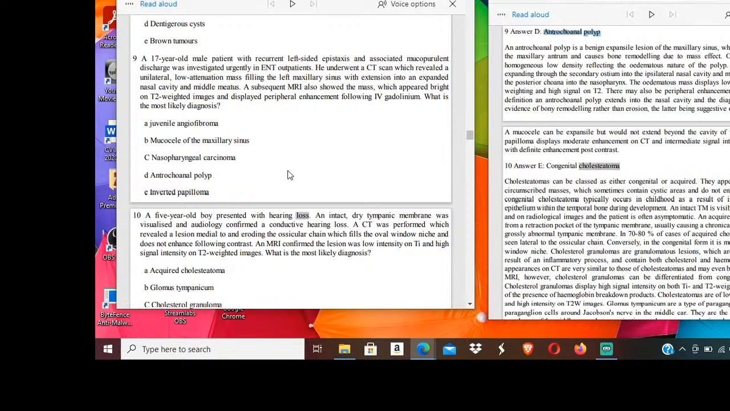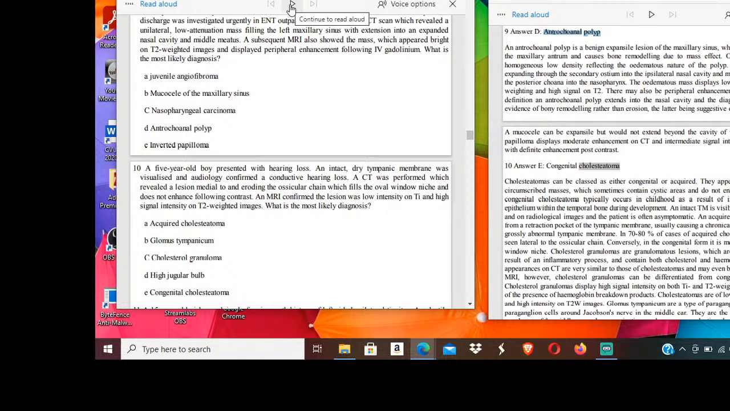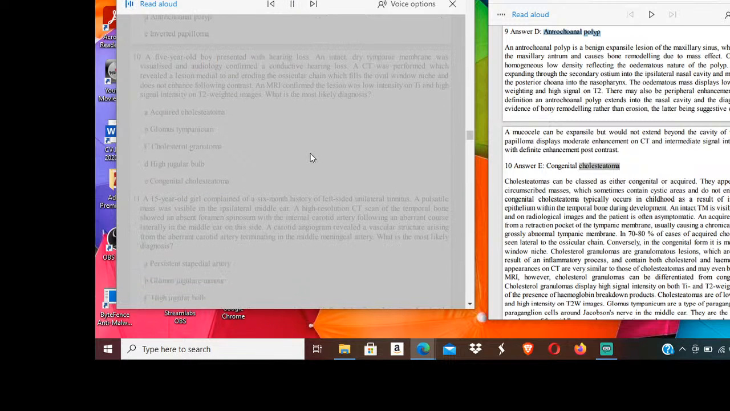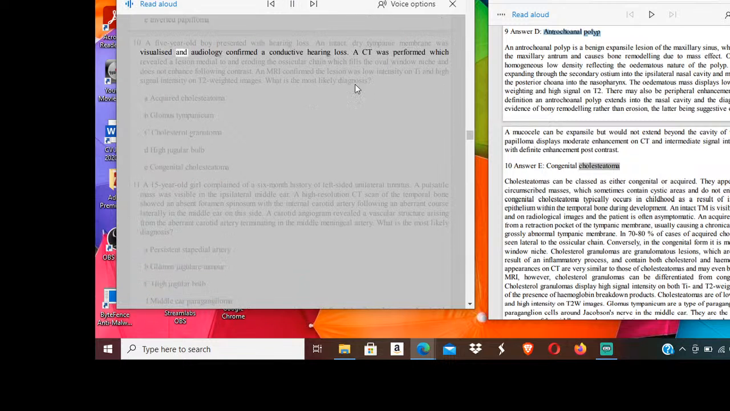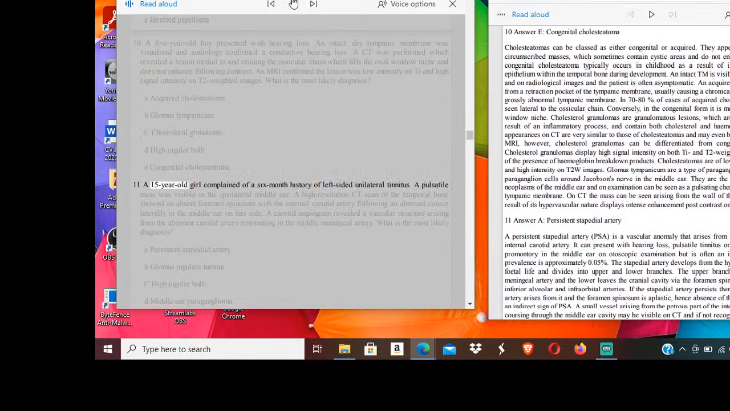Congenital cholesteatoma. Loss. An intact, dry tympanic membrane was visualized and audiology confirmed a conductive hearing loss. A CT was performed which revealed a lesion medial to and eroding the ossicular chain, which fills the oval window niche and does not enhance following contrast. An MRI confirmed the lesion was low intensity on T1 and high signal intensity on T2 weighted images. What is the most likely diagnosis? A, acquired cholesteatoma; B, glomus tympanicum; C, cholesterol granuloma; D, high jugular bulb; E, congenital cholesteatoma. 11. A 15-year-old.